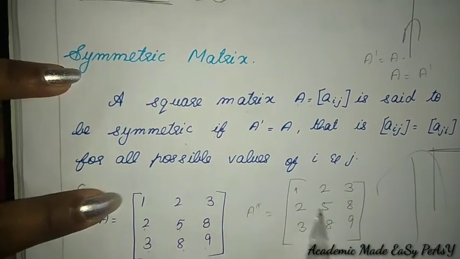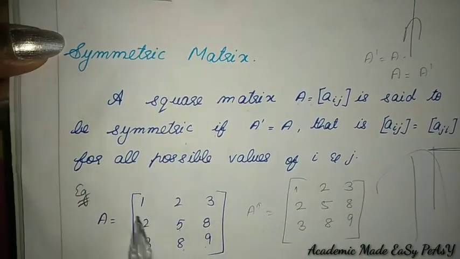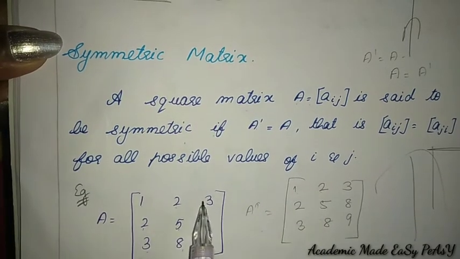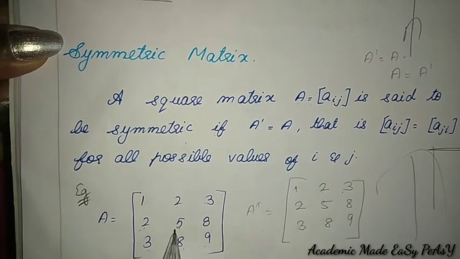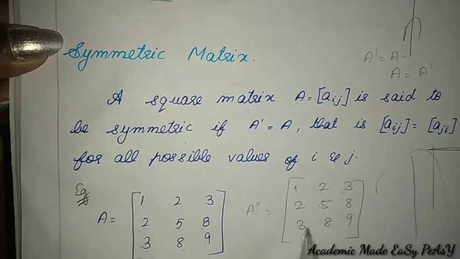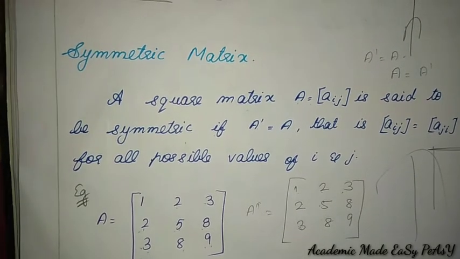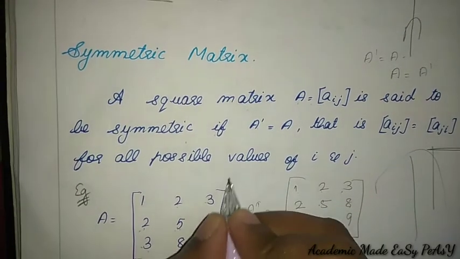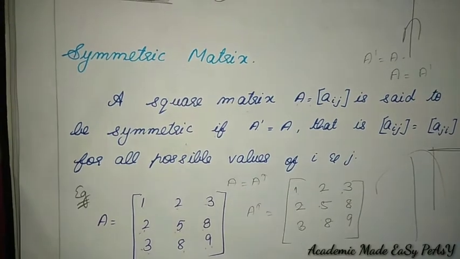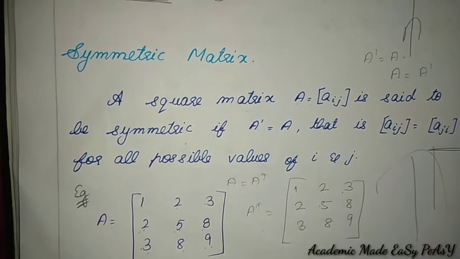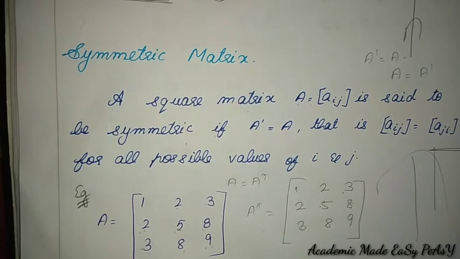So aren't these two matrices equal? 1, 1; 2, 2; 3, 3; 2, 2; 5, 5; 8, 8; 3, 3; 8, 8; 9, 9. These two are equal, no? So therefore I will say A is equal to A transpose. Therefore it is called a symmetric matrix.